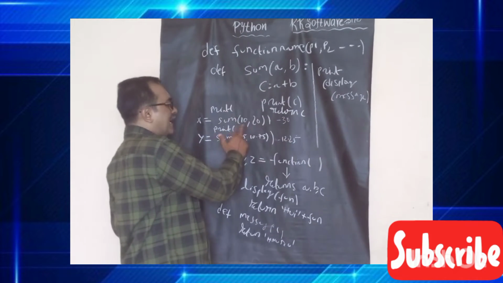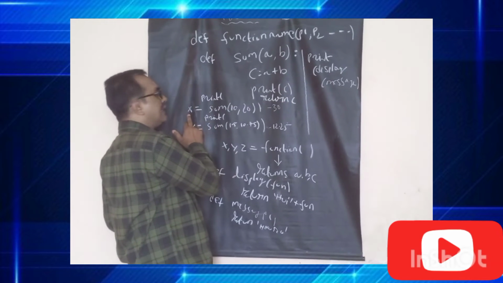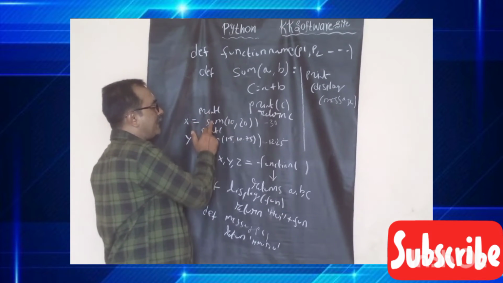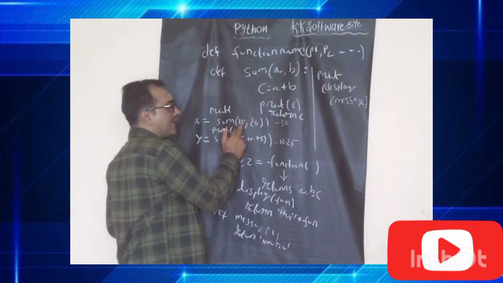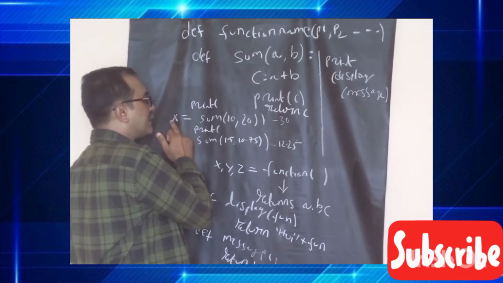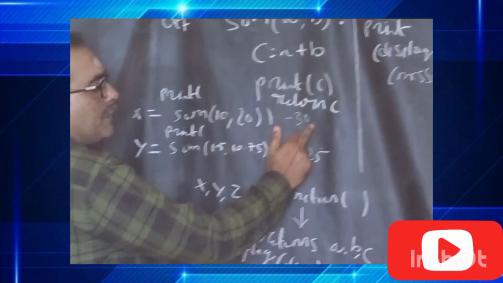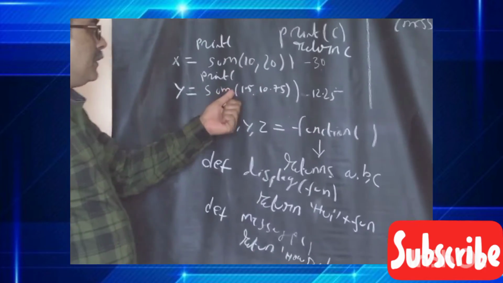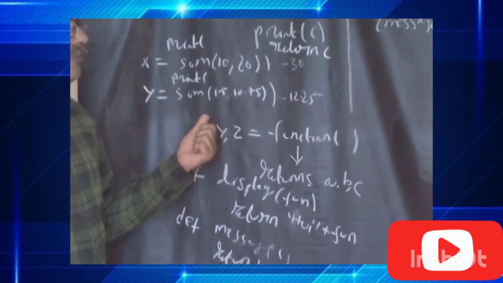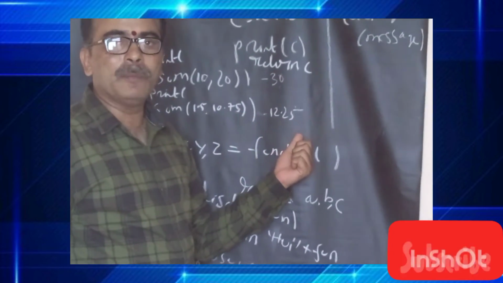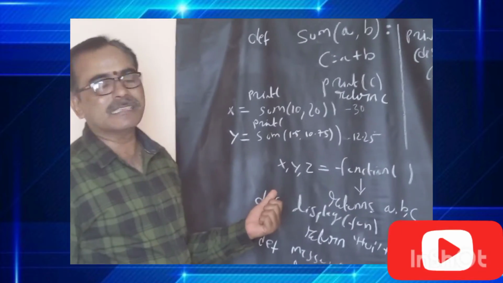If I pass 10 comma 20, it will print 30, and c will be assigned to x. If you give print of sum of 10 comma 20, it will print 30. If you assign it to a variable, then it will hold that value, 30. The same is observed with the floating data type also, 1.5 and 10.75. The final result will be 12.25. So that is the basic definition and introduction of a function.